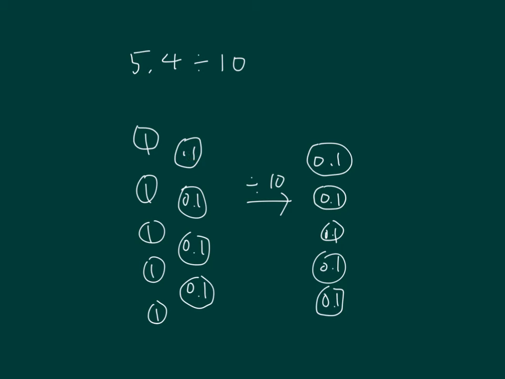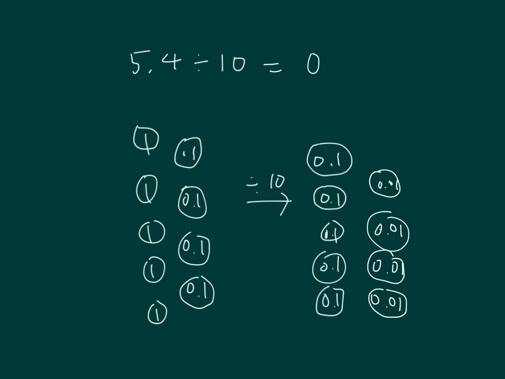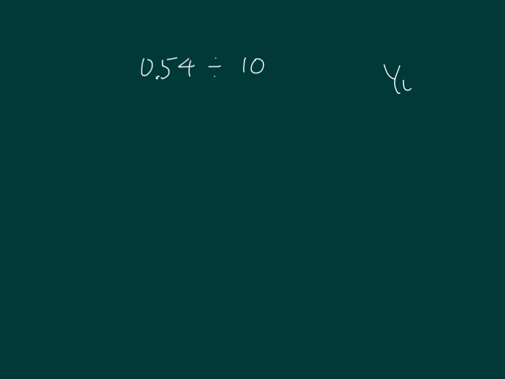When you divide a tenth by 10, you get a hundredth. So our answer is 0.54, or 54 hundredths. Your turn. Use place value disks to divide 54 hundredths by 10.